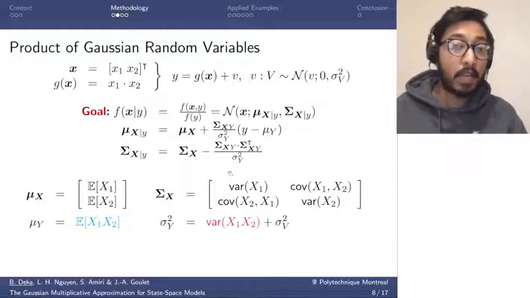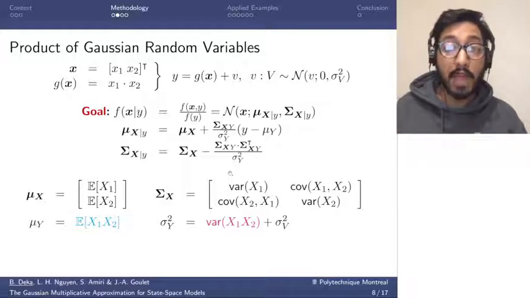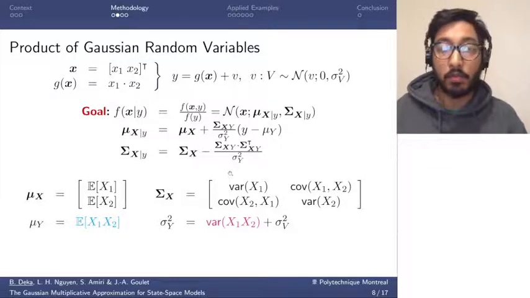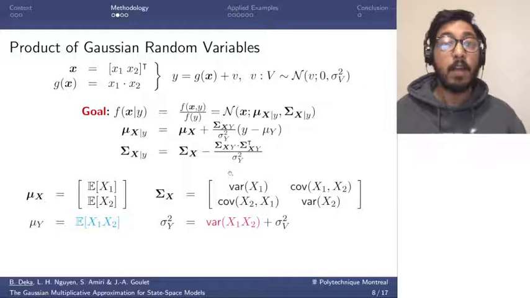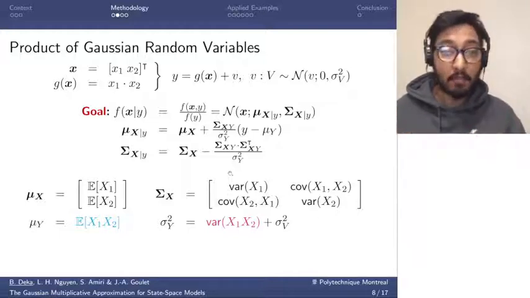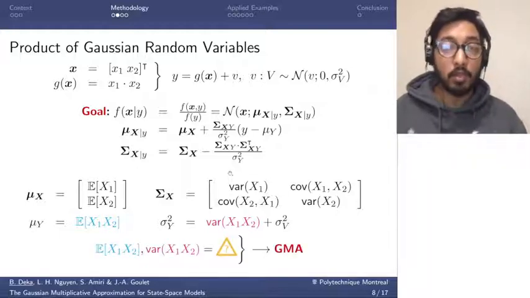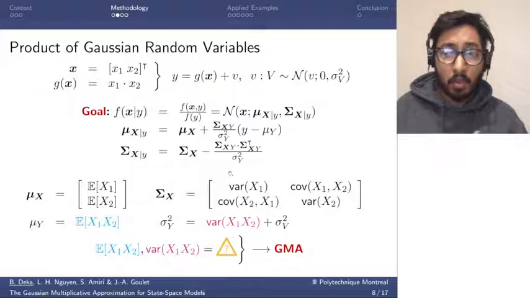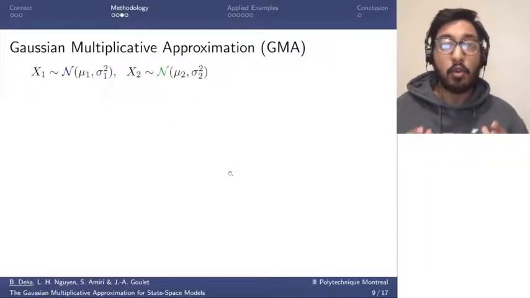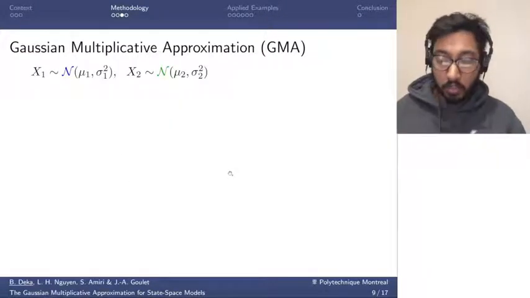But when we have to calculate the variance of y, which is sigma square y, given by the variance of x1 times x2 plus sigma square v, these two terms, expected value of x1 times x2 and variance of x1 times x2, we do not have. And this is the issue that will be solved using GMA. Now what is GMA? Gaussian Multiplicative Approximation, which is our method, also called GMA.